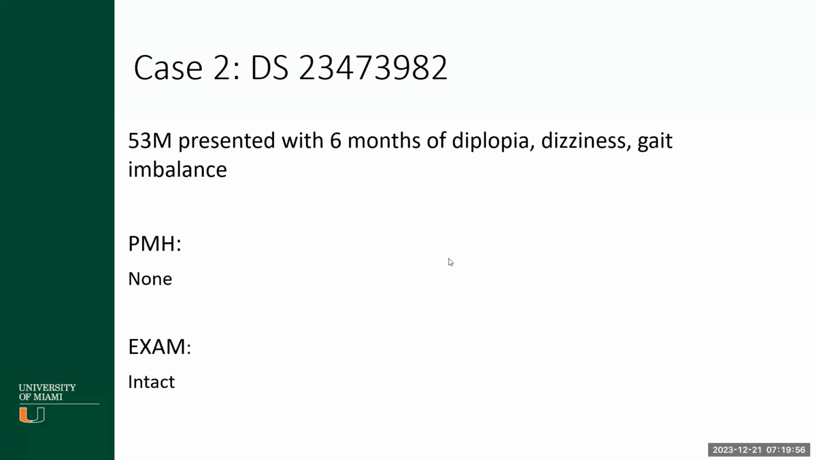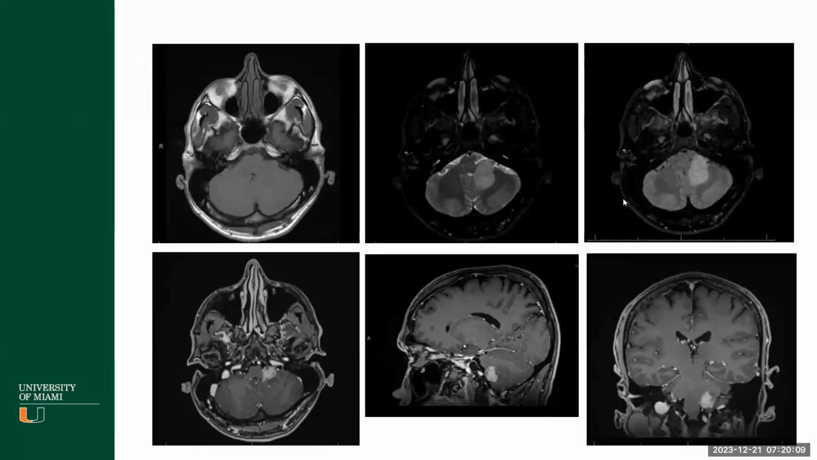A 53-year-old male presenting with 6 months of diplopia, dizziness, and gait and balance problems. Exam intact, past medical history none. Not very specific. We're going to get some imaging. So this is what you're finding. A little tricky, right? You have this contrast enhancement, but then also this FLAIR intensity. What can you make of it? Where is it? Just describe it.